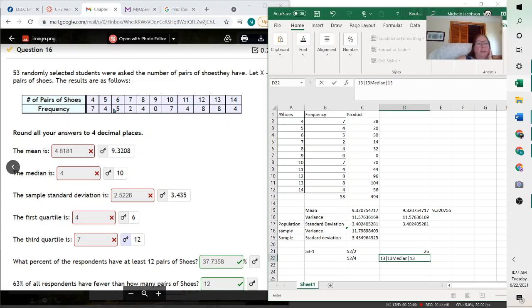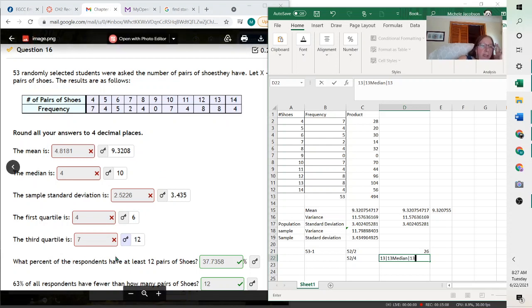If we count 13 this way, we have 7, 11, 12, 13. So 13 is one of the 6s. And that's why they have 6 here. Because if we count over 13, we'll have 6. If we count over another 13, we would have the median, which was 10.